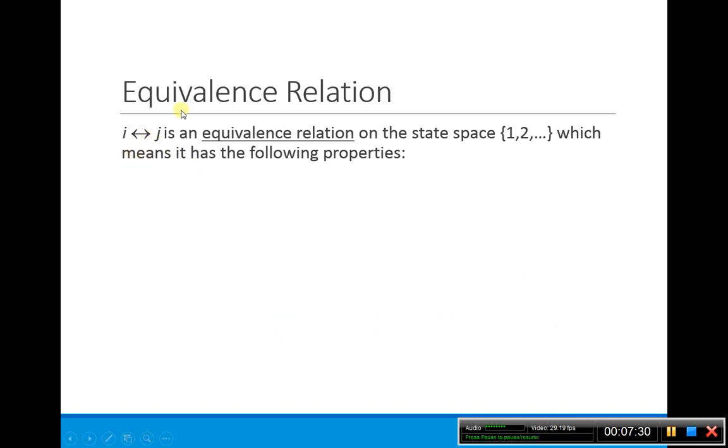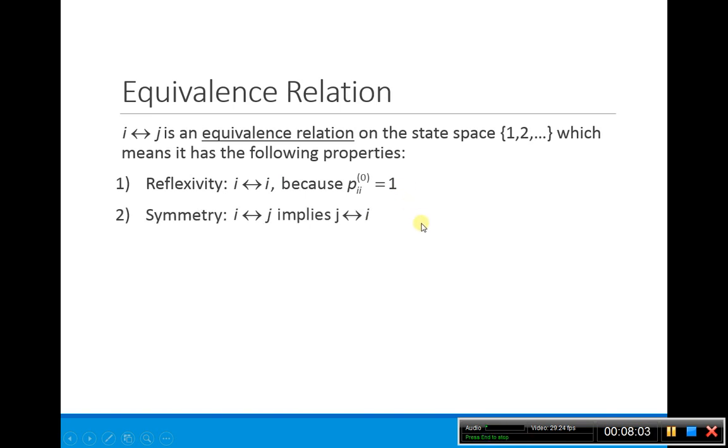Okay, so if I and J communicate, then this is called an equivalence relation on the state space. What this means is, first, communicating has a reflexivity property. I always communicates with I because I start there, right? If I have P_II to the 0, I'm in state I to begin with, so the probability that I started there was 1. Second, if I communicates with J, then obviously J communicates with I. It's just given by the definition, so you have symmetry.